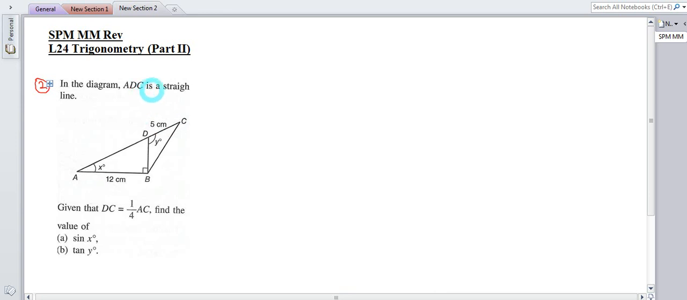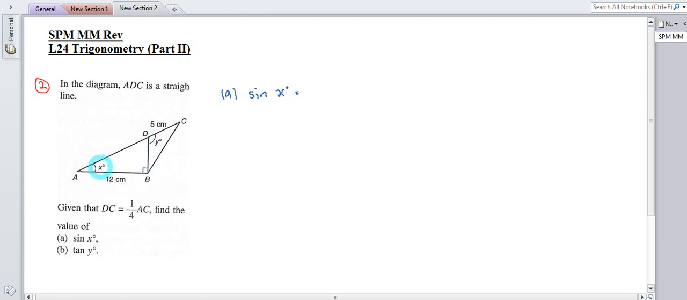In the diagram, ADC is a straight line. So this is a straight line. Given that DC is equal to 1 over 4 AC, find the value of sine x. Okay, sine x. So we know that we have a right angle triangle here.